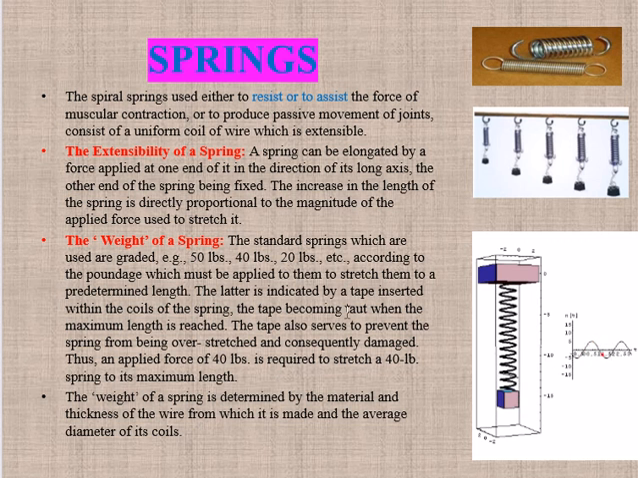Basically, it is like a tape measure attached within the coil of the spring, and when the spring attains its maximum length, it automatically comes taut. Thus, an applied force of 40 lbs is required to stretch a 40 lb spring to its maximum length. The weight of the spring is determined by the material and thickness of the wire from which it is made and the average diameter of its coil.